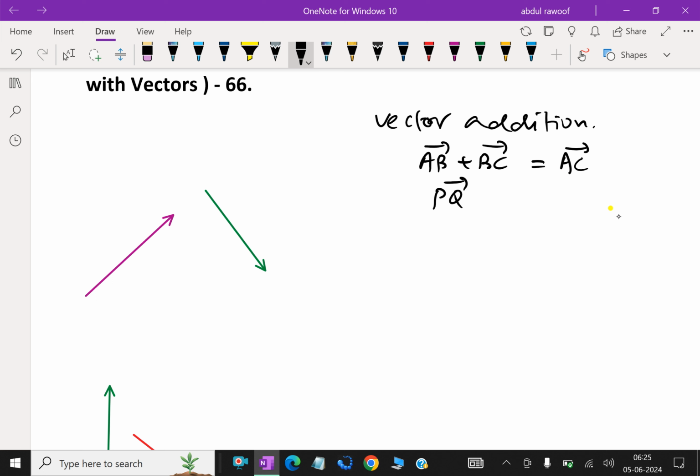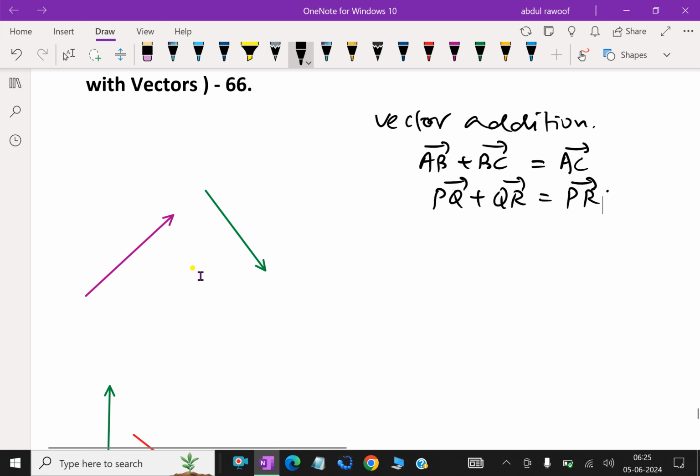Next one, PQ plus QR. What is it? The answer is: the first point is P and the last point is R, so PR. Now, here two vectors having different direction and different magnitude are given.